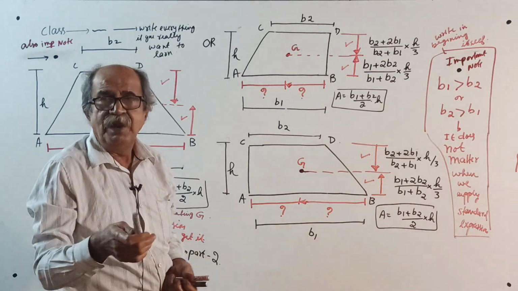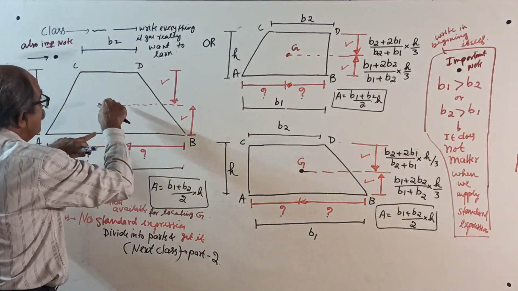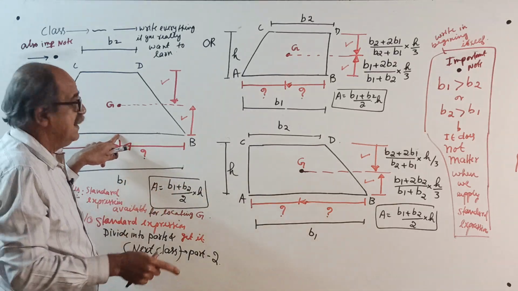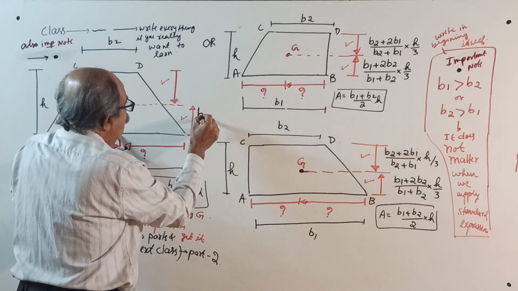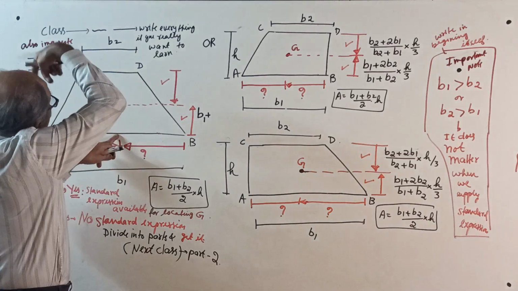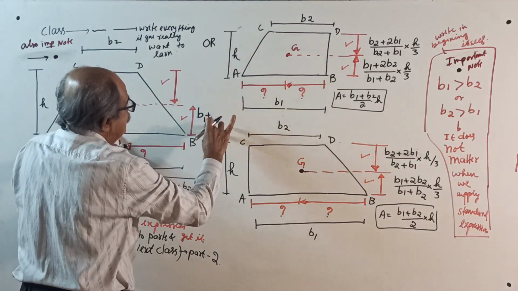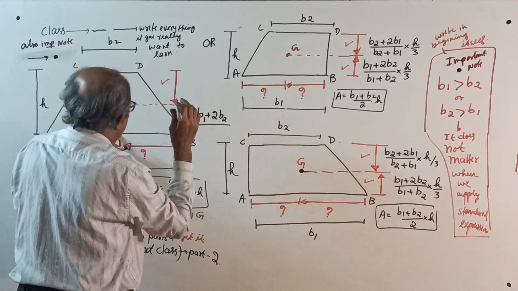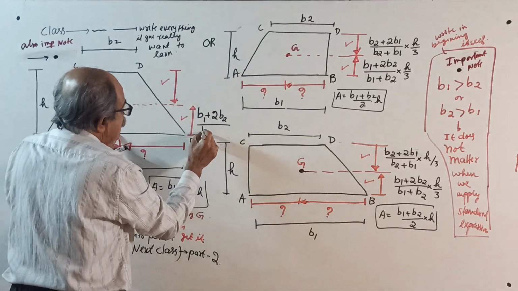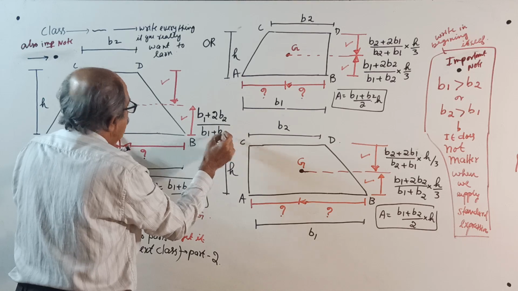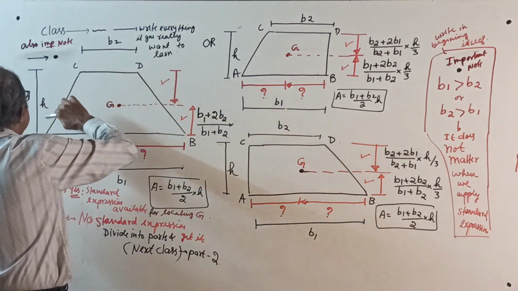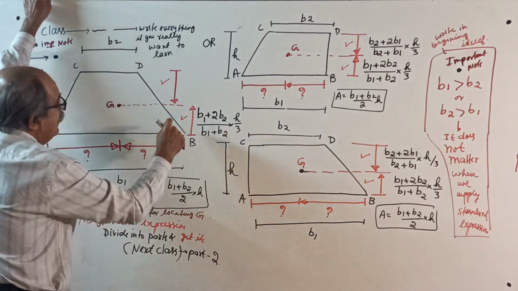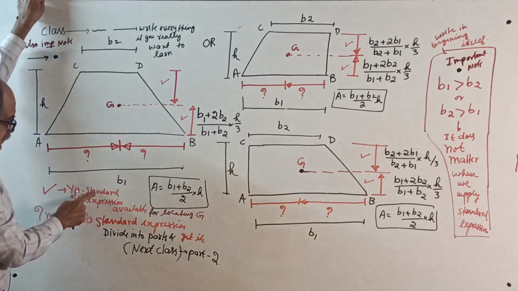I write the formula. Suppose you want the centroidal distance from this side B1. If you want from this side, put the finger here. Then start with that side: B1 plus twice the other parallel side, B1 plus 2 times B2, divided by the sum of the two parallel sides, B1 plus B2, into the distance between the two parallel sides, H, divided by 3. That is the expression for centroid. Right mark means yes, standard expression available.